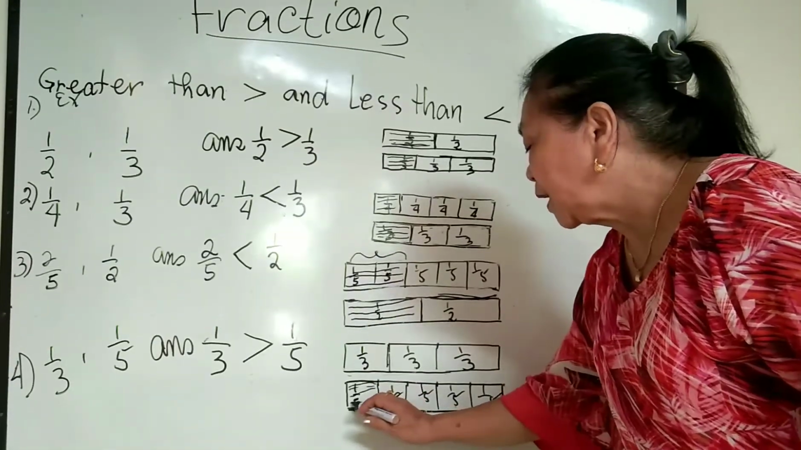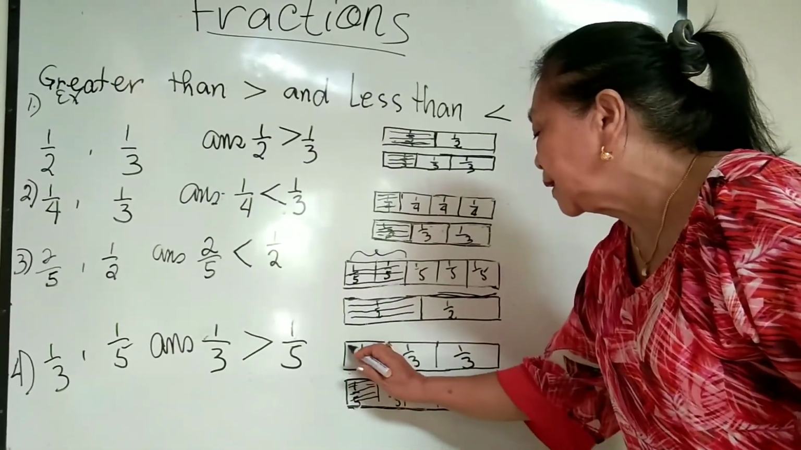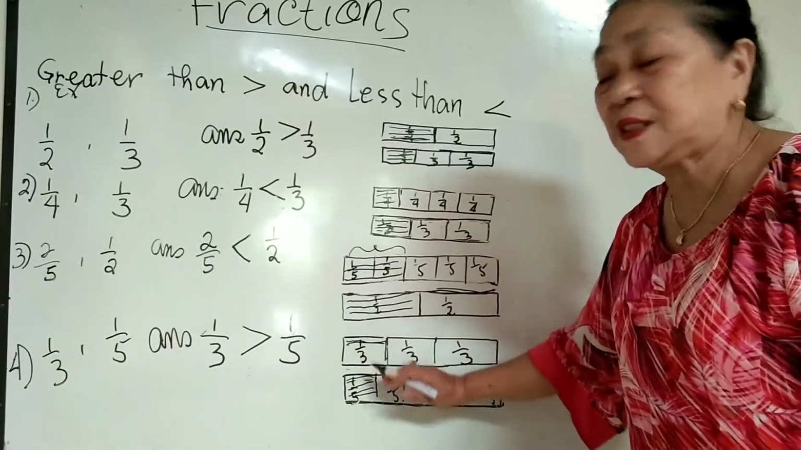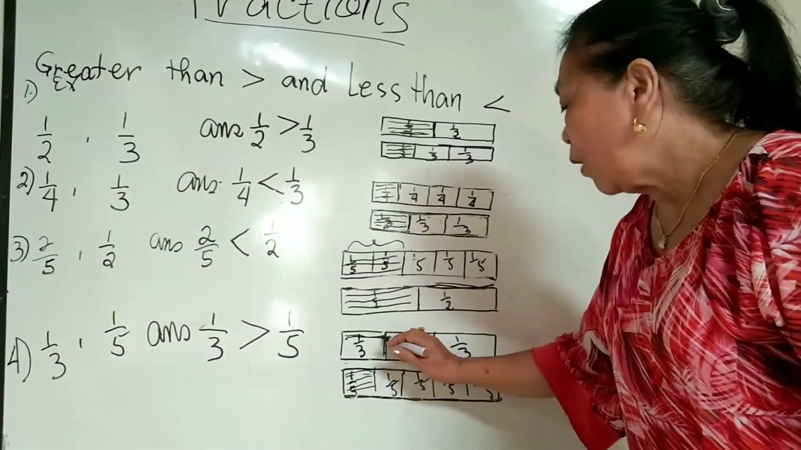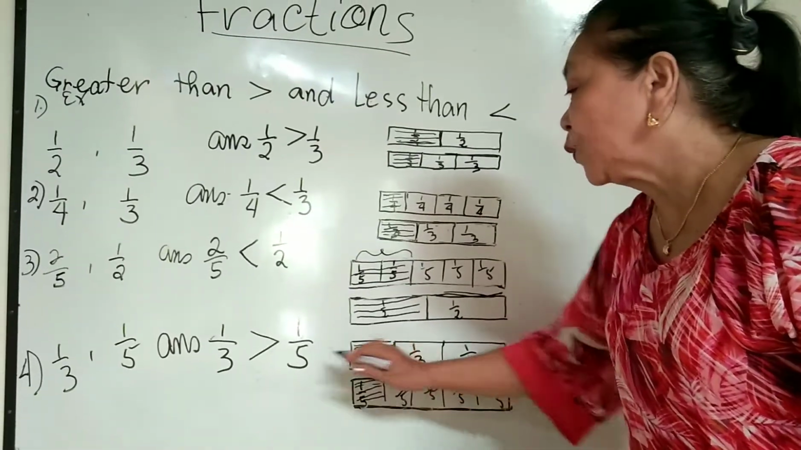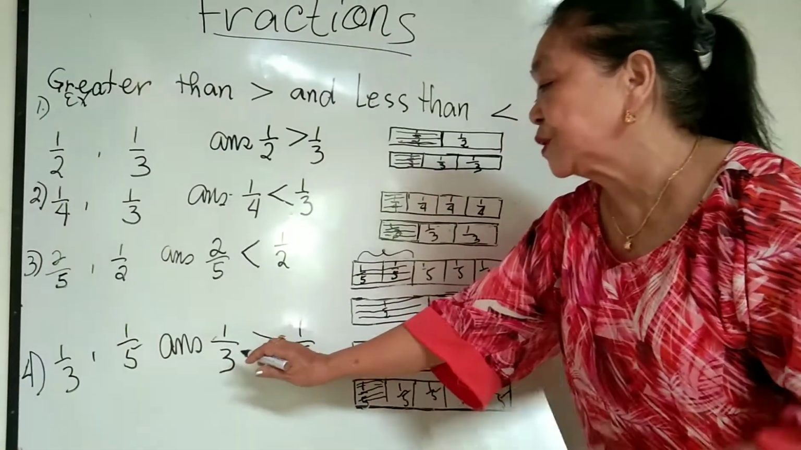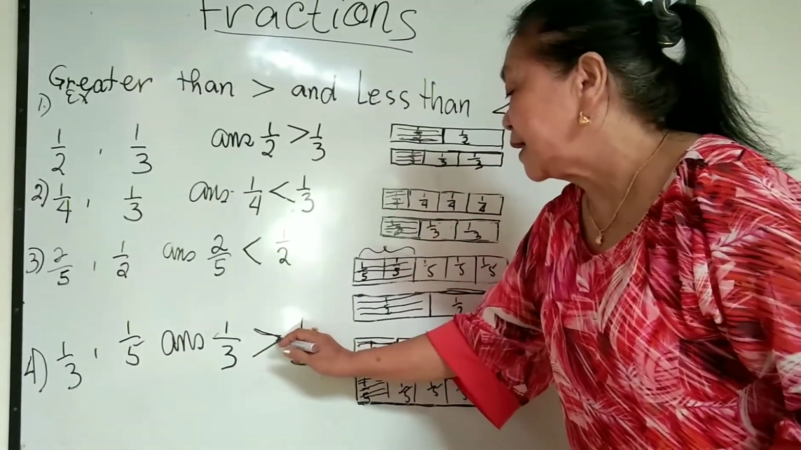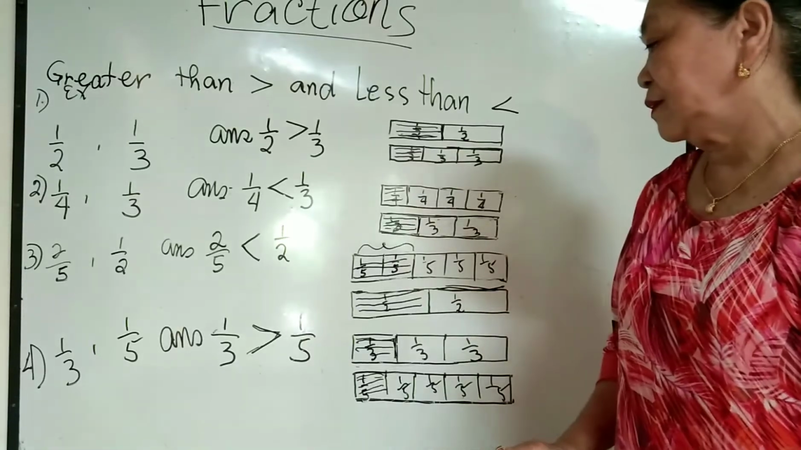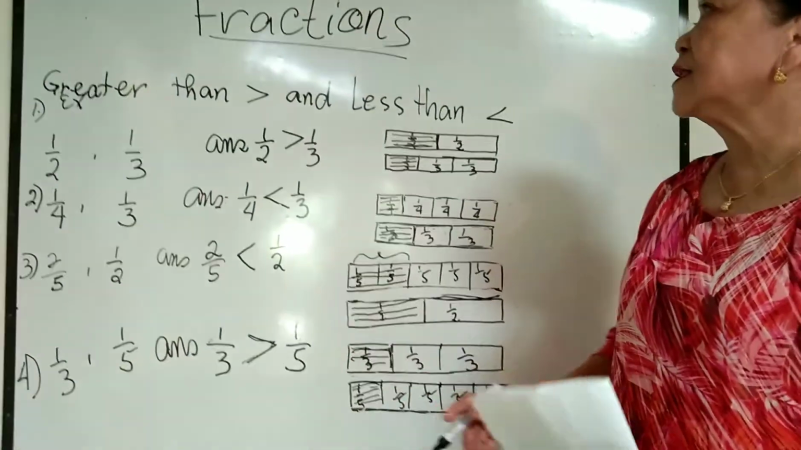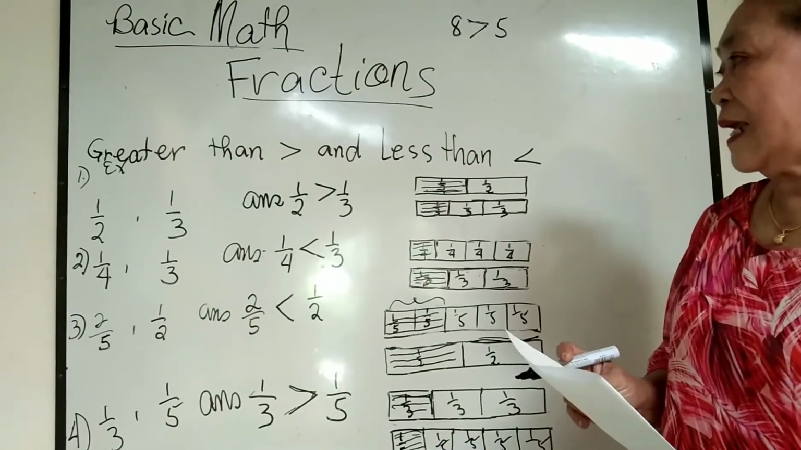So what do you think is greater? This is 1/3. Granting they're equal, they have the same piece of paper. Now, 1/3 is greater, right? Since 1/3 is the first fraction, the sign is facing the greater fraction, and 1/5 is less. And that's for greater than and less than.